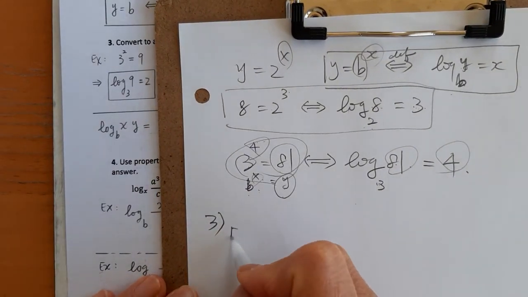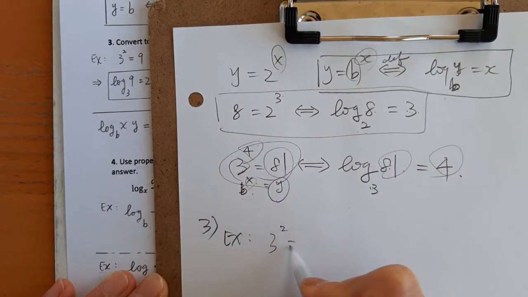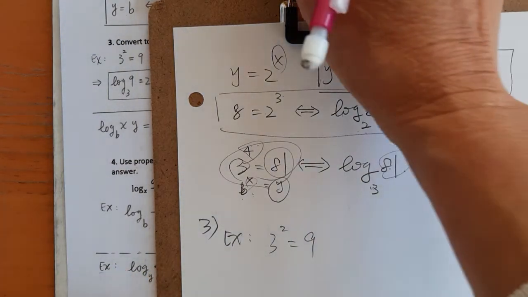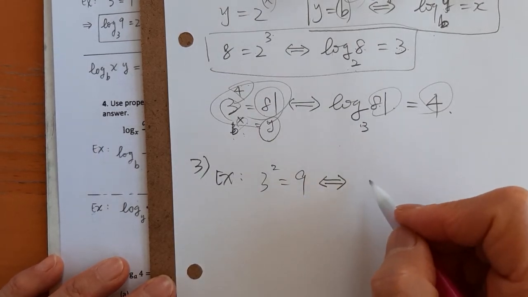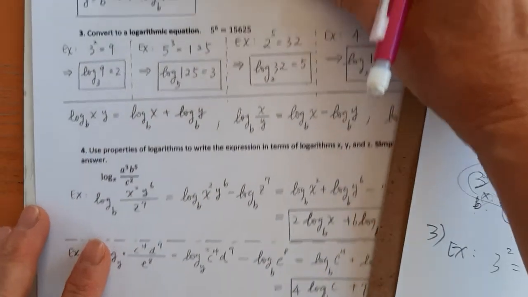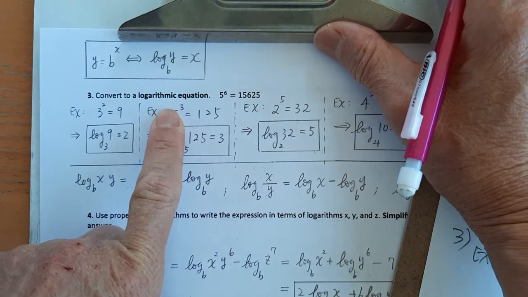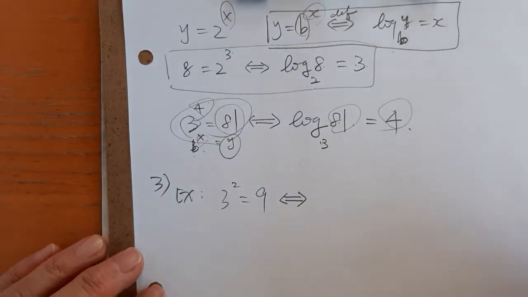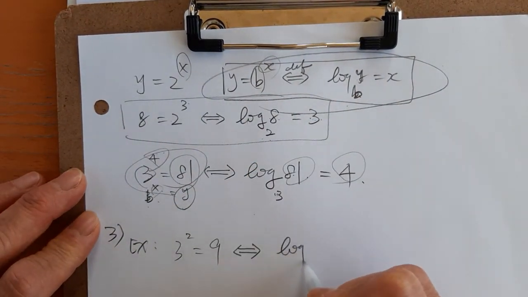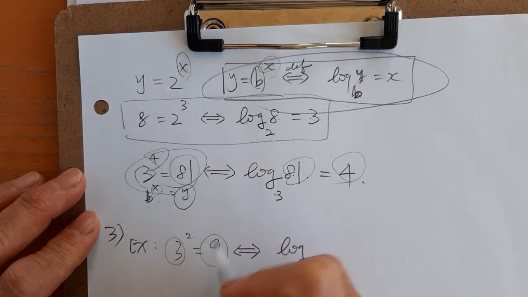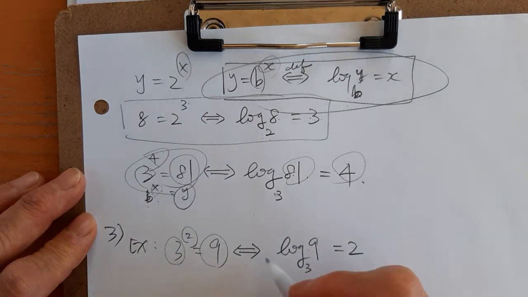First example, for your homework number 3: 3 squared equals 9. That's an exponential function. Then change it to a logarithm function, converting from the exponential equation to the logarithmic equation. So this is the formula. The base is 3, put it on the footer. The function value 9 equals exponent 2. 3 squared equals 9. That's the answer.